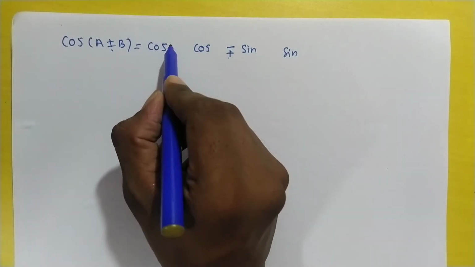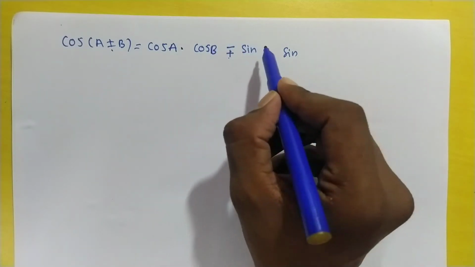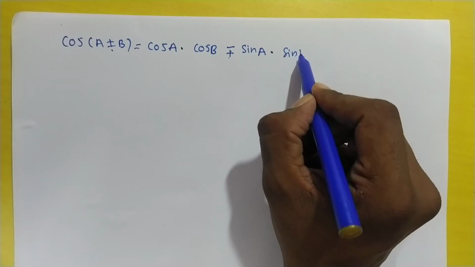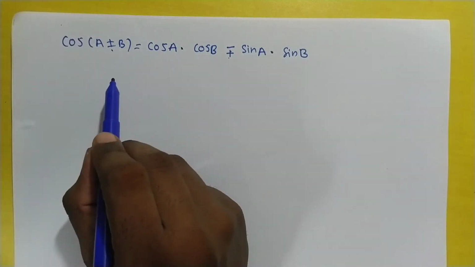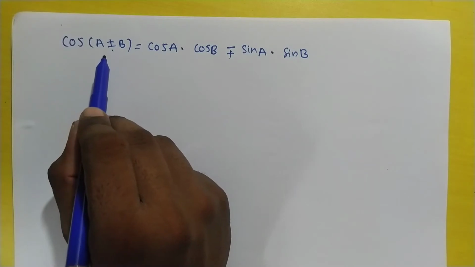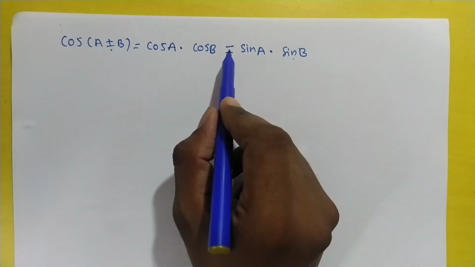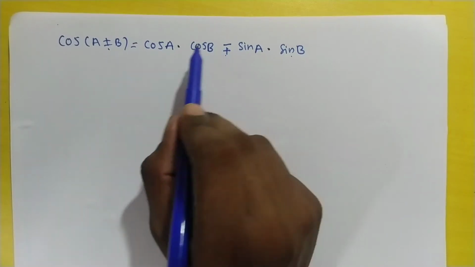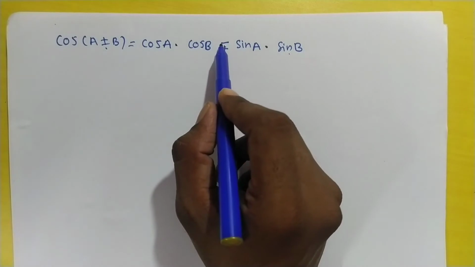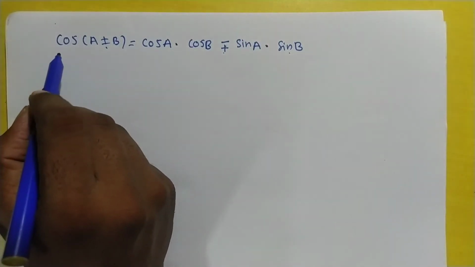So take the angles: first angle A multiplied by second angle B, then first angle A with second angle B again. Again I repeat how to remember this formula: cos, cos, sine, sine, reverse sign. Very simple. Let's take examples based on cos of A plus or minus B.